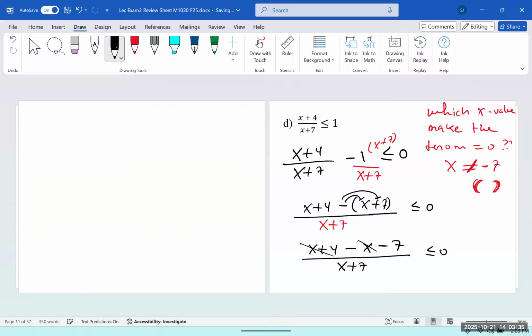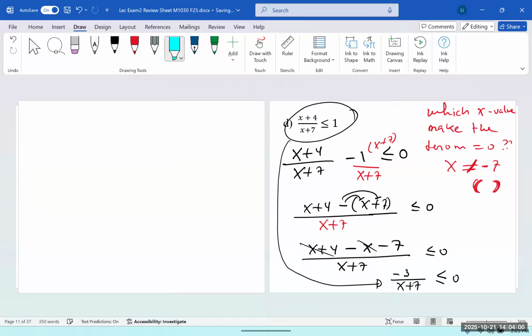And now the x terms cancel out, but we are not worried about that because it doesn't matter. We still have a fraction. So we have 4 minus 7, which is negative 3, over x plus 7, less than or equal to 0. So this original one simplifies down to this thing, negative 3 over x plus 7. Now they are saying in this graph, which portion is what? I mean, what you're looking for, positive or negative?